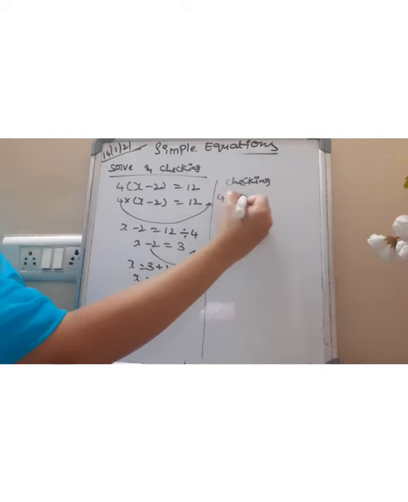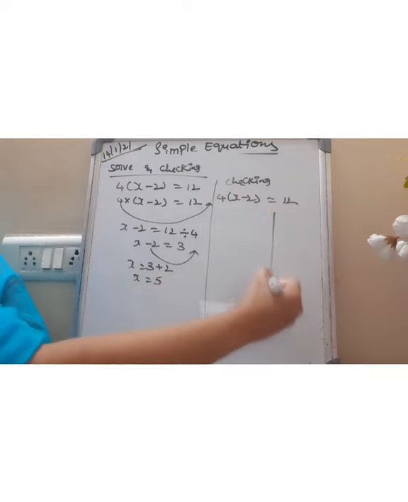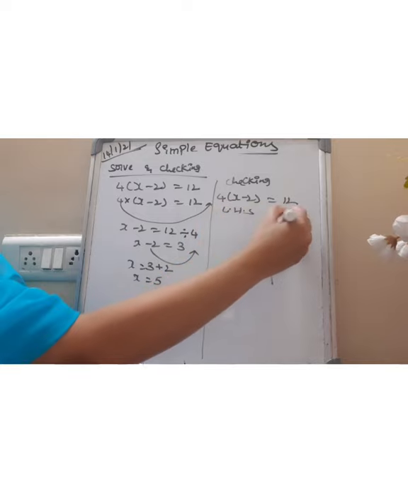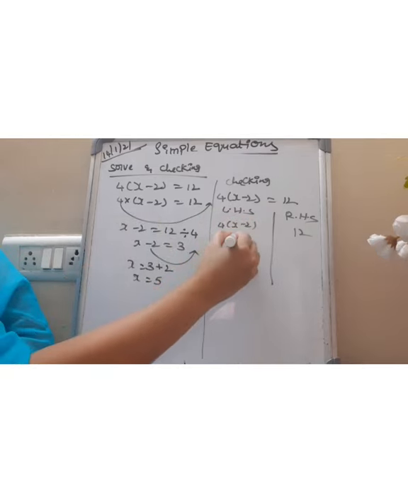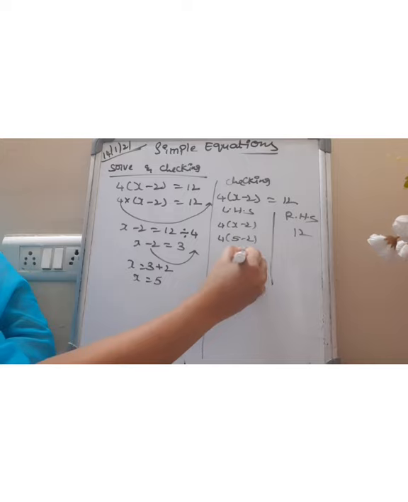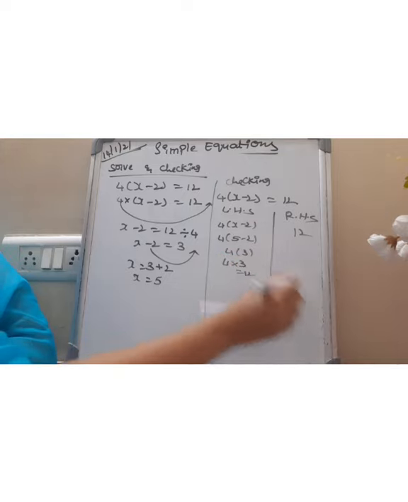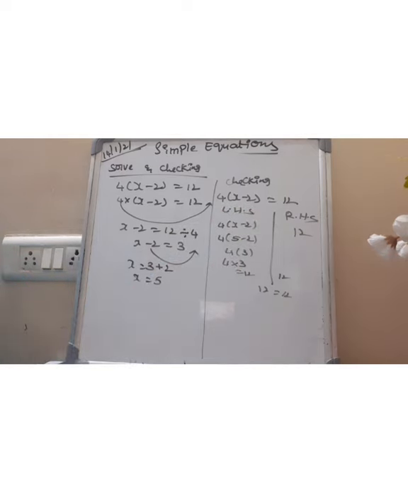So 4 into x minus 2 is equals to 12. Now what is your LHS part? This is the LHS part and this is the RHS. RHS is 12. So what about the LHS? 4 into x minus 2, so 4 into 5 minus 2. So 4 into 3 is equals to 12. So we got LHS is equals to RHS. Therefore, x is equals to 5 is the solution for this equation. Am I clear, children? Okay.